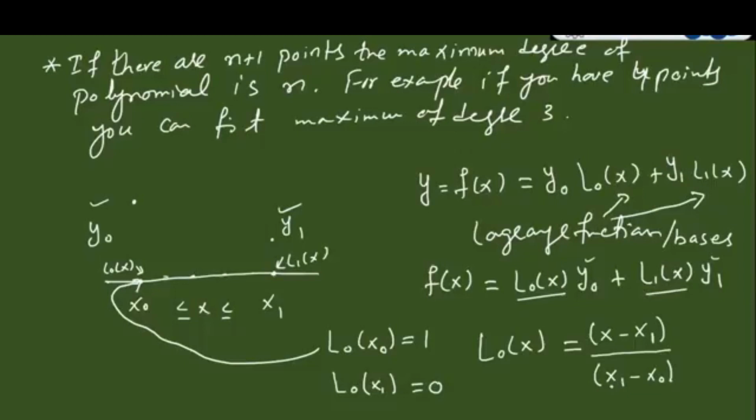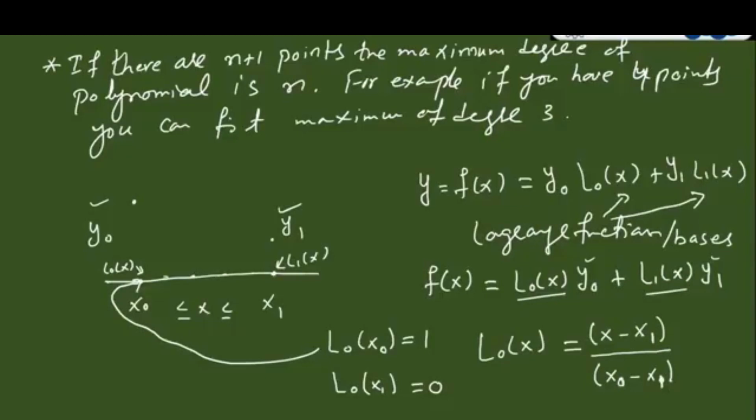So let's verify it. If I put x naught here, I will get x naught minus x1, and in the denominator it is also x naught minus x1, but in the opposite direction. That gives a negative value. So what I have to do is define it like that. It has to be x naught and x1. Sorry, this is the proper form: x naught minus x1.